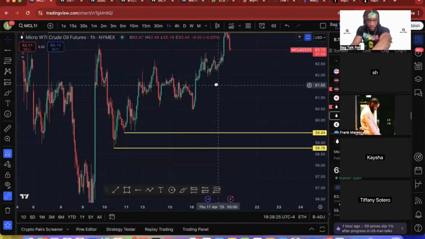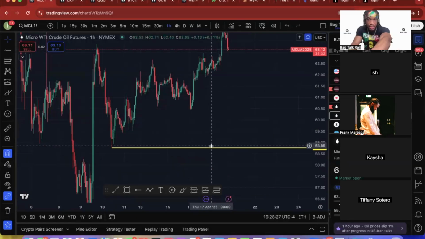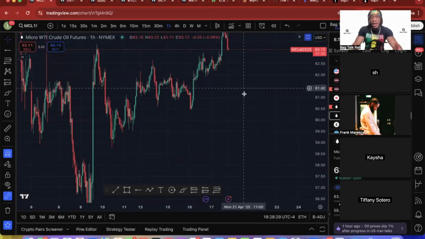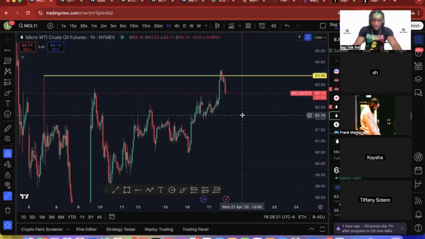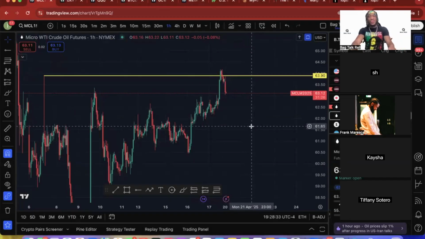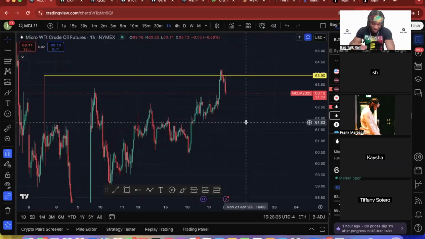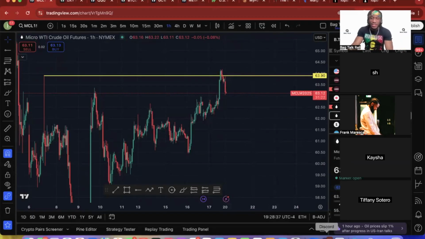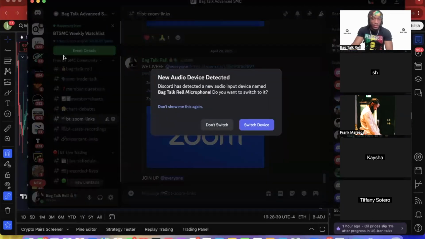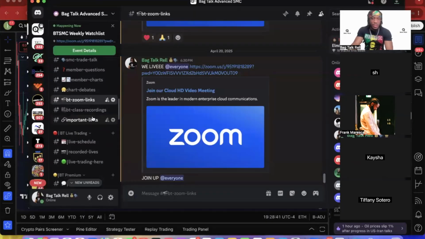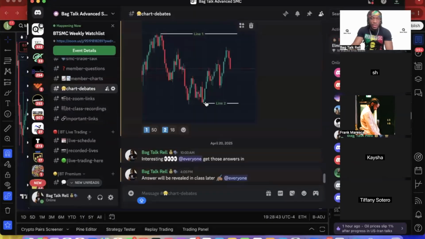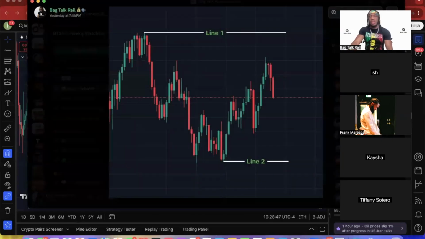So that's that demonstration. I believe it's time for the chart debate. Oh man, it's time for the chart debate, my people. Let's see what we got this week. The chart debate is right here. This is the chart debate I put out this week. Look at it if you haven't gotten a chance to look at it.